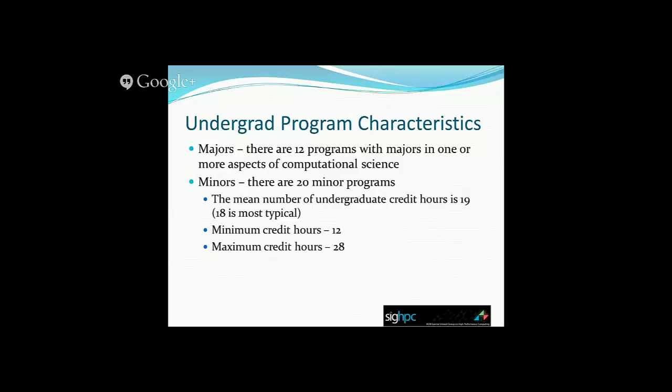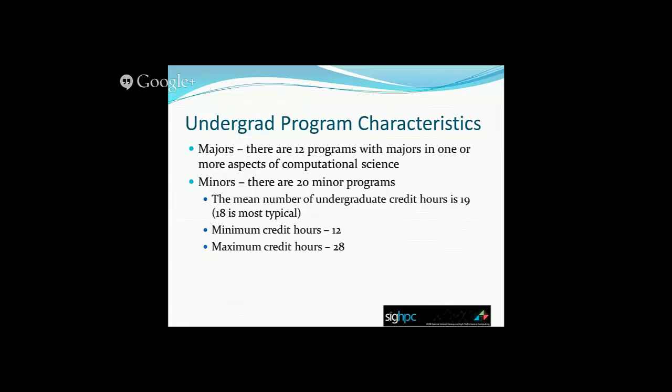They vary in their scope. The mean number of undergraduate credit hours is around 19, where 18 is the most typical number of credit hours. So this is a program where you would take 18 credit hours on top of your other degree program.